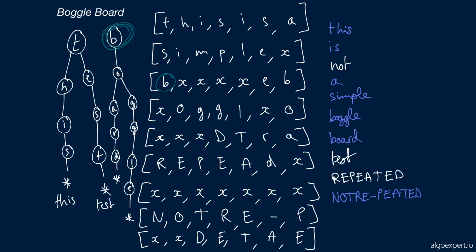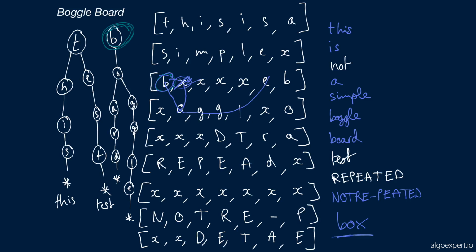When I'm exploring this B here, I might start by exploring BX, right? And I'll say, okay, X isn't correct, so I'll mark it as visited. But then when I go down to boggle, right, I should still explore the X because we might have the string box in our list of words.